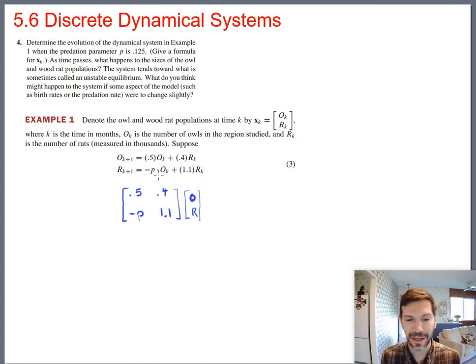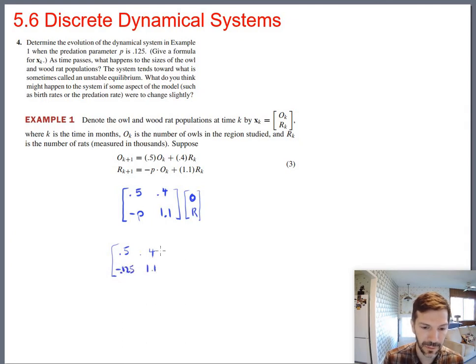Okay, anyway, that's the setup. We don't really need to know that, but we do need to figure out, in this example, if the predation parameter is 0.125. So that's what we're looking at. 0.5, 0.4, negative 0.125, and 1.1. And we need to find out what happens as time goes on. So eventually we need that growth equation that comes from the eigenvalues and the eigenvectors. So let's find those things.